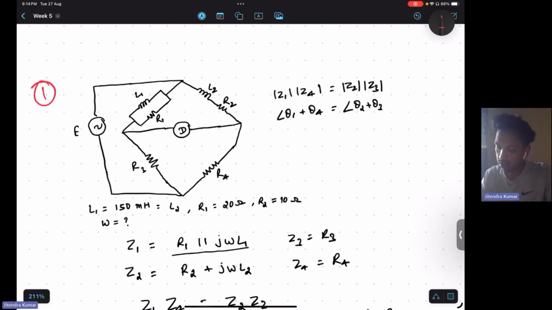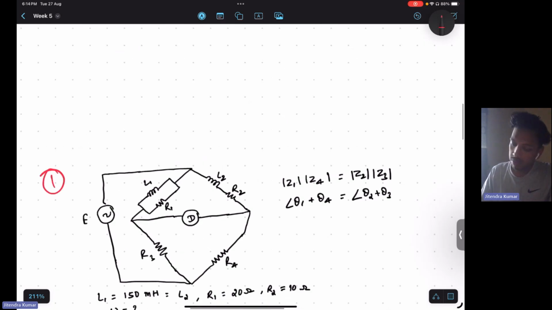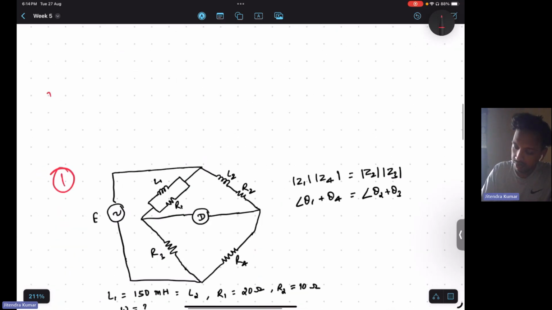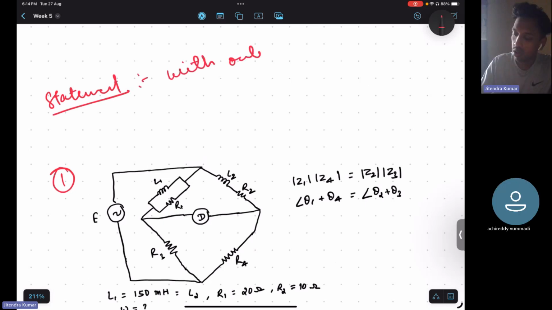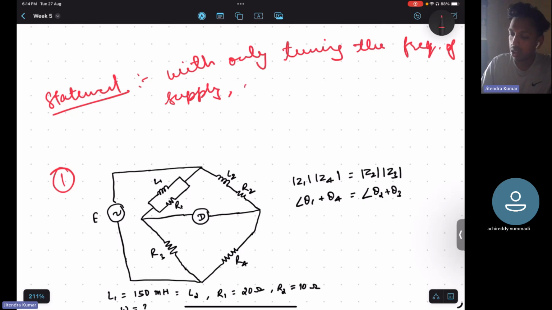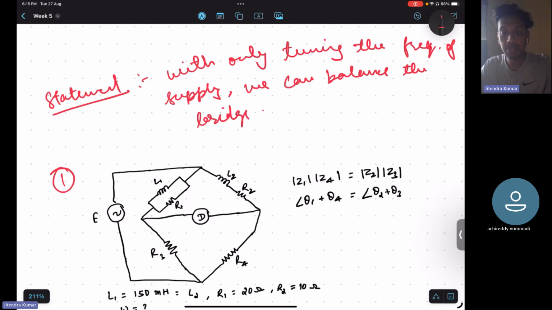So basically the statement is, with only tuning the frequency of supply, we can balance the bridge. So this is the statement. We have to tell whether it is true or false.